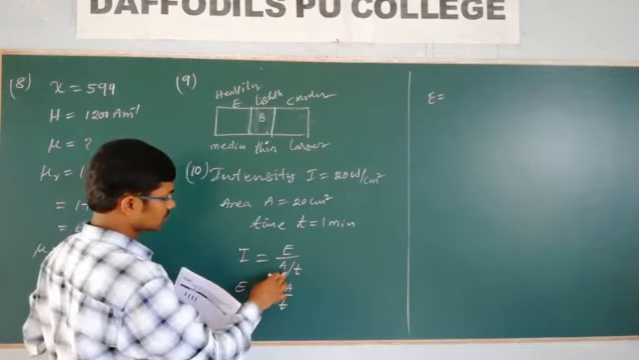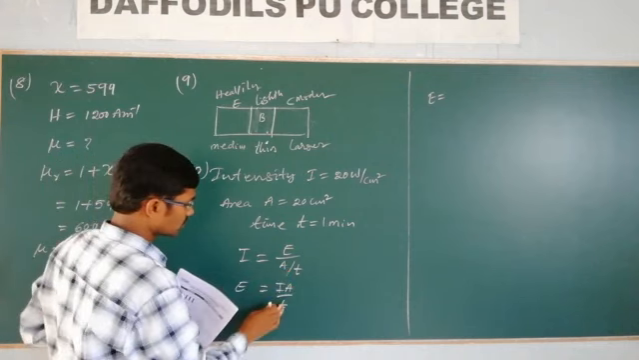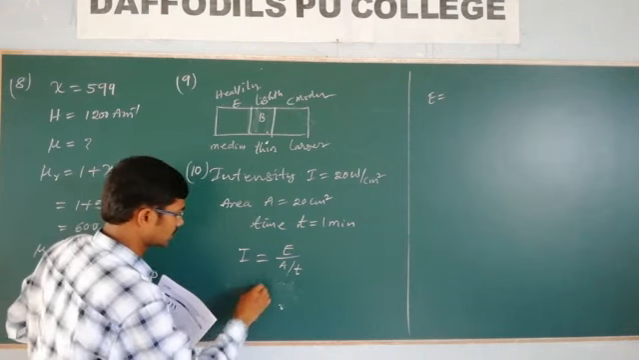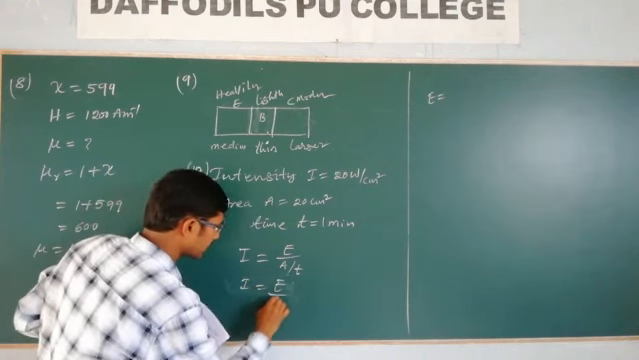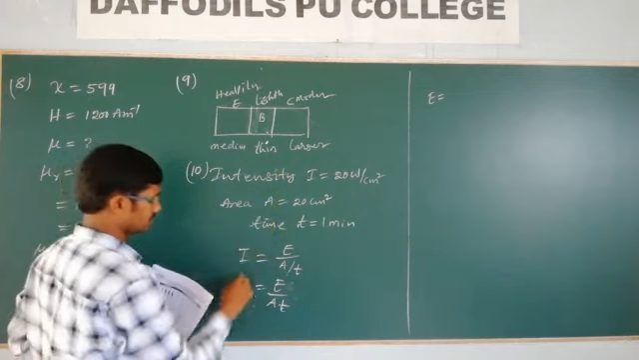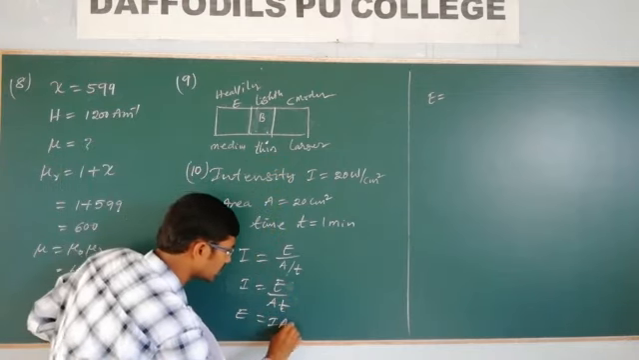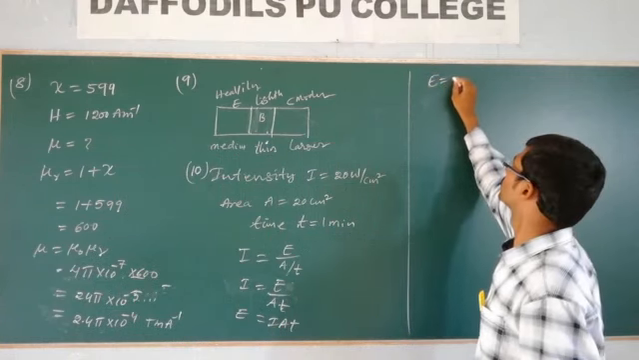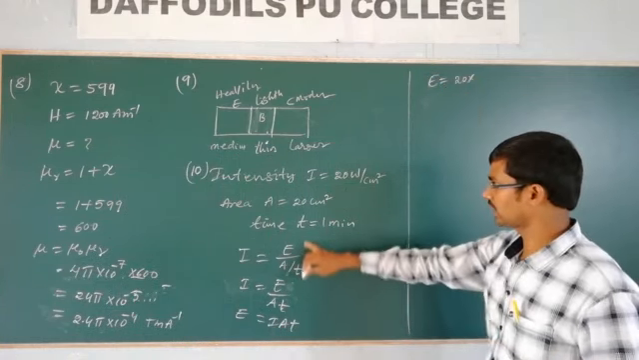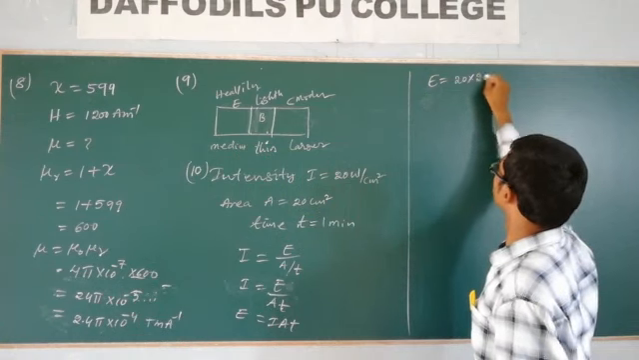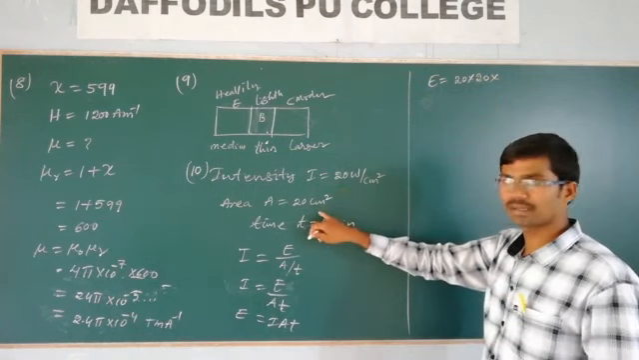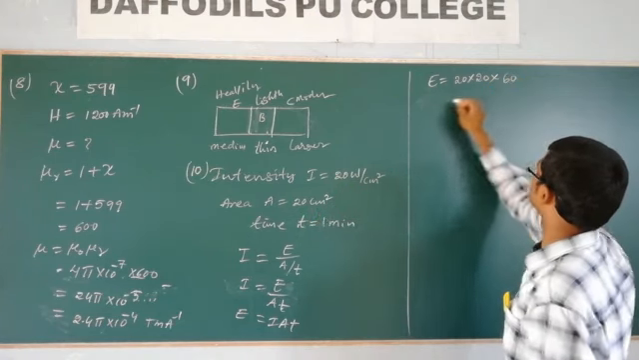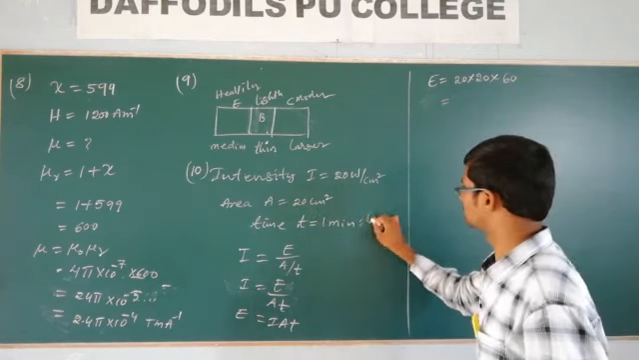Okay. Energy incident per unit time, here I is equal to E by A into T, but we need to find energy. Then E is equal to I A into T. Now E is equal to intensity 20 into area 20 into time. Centimeter square by centimeter square cancel, into time 60 seconds, 1 minute, which is 60 seconds.